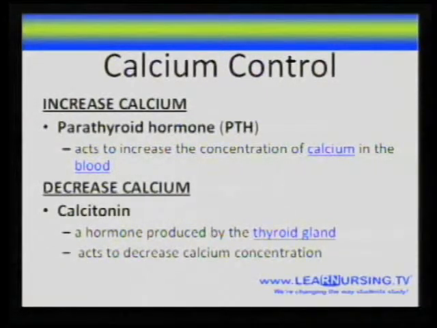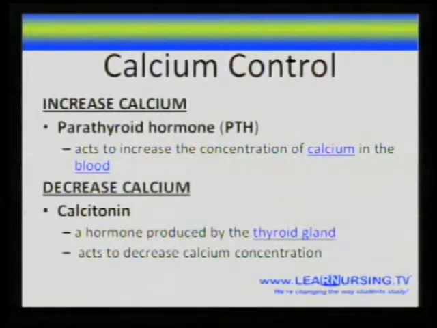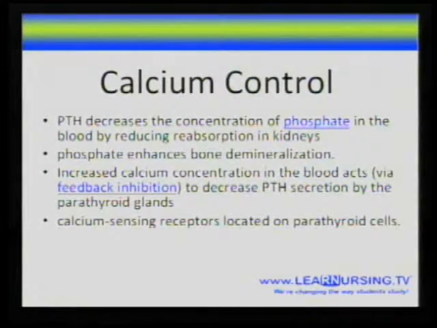Calcitonin, now where'd that one come from? The thyroid. If PTH is what raises the calcium level in my blood, calcitonin is the one that decreases it. So if you want to link those in your brain, those guys are mirror images of what they do. They decrease the calcium, and it's produced by the thyroid gland. PTH also decreases the concentration of phosphate because it tells the kidneys to reduce how much it hangs on to. So PTH increases calcium, but it decreases phosphate.